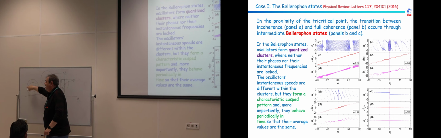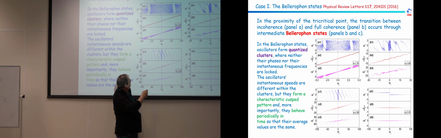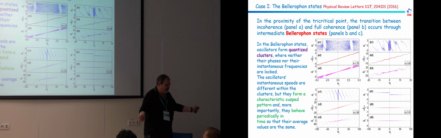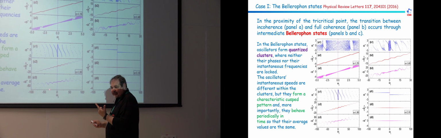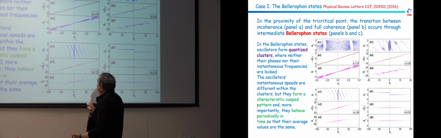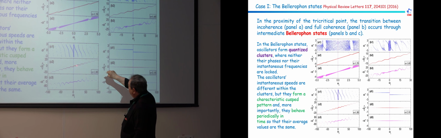The phases are not locked. Look here, this cluster, I have a phase at pi and a phase at minus pi. So they are really taking all the possible positions in the unit circle. And so instantaneous phases are not locked. Instantaneous frequency, they are not locked. Average frequency, they are locked. Instantaneous frequency, they are time periodic. And what else? There is this quantization. You see the difference. This value is exactly equal to this, to this, to this, to this, to this.